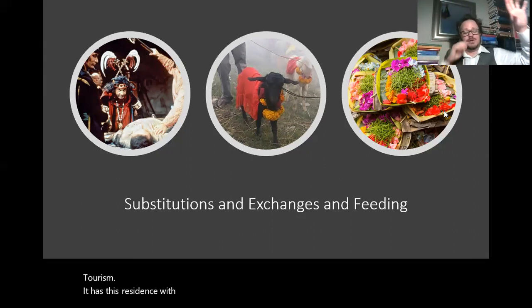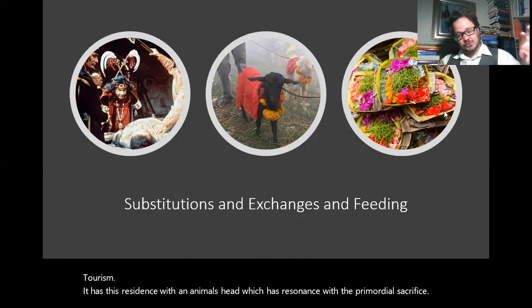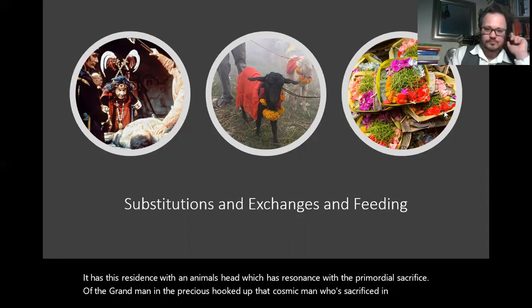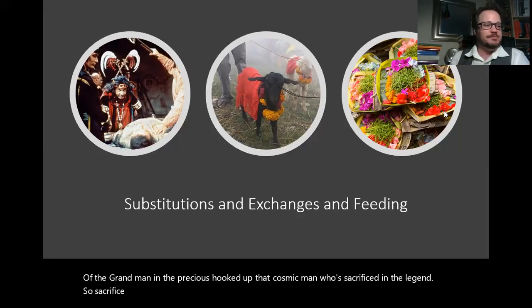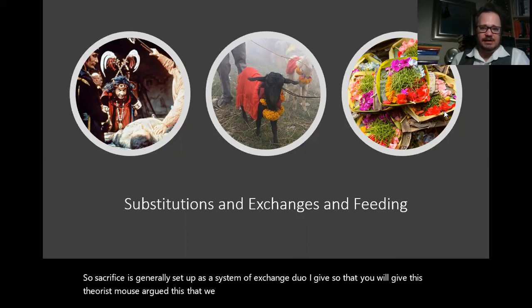So when you offer a coconut in Hinduism, it has this resonance with an animal's head, which has a resonance with the primordial sacrifice of the grand man in the Purusha Sukta, that cosmic man who's sacrificed in that legend. So sacrifice is generally set up as a system of exchange. Do ut des, I give so that you will give. The theorist Mauss argued this, that we do sacrifice as a gift to God so that God will give unto us.